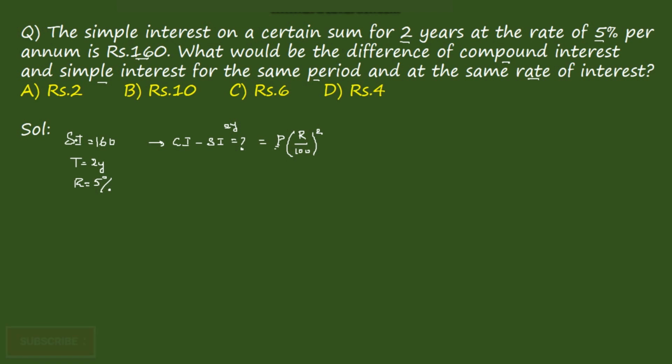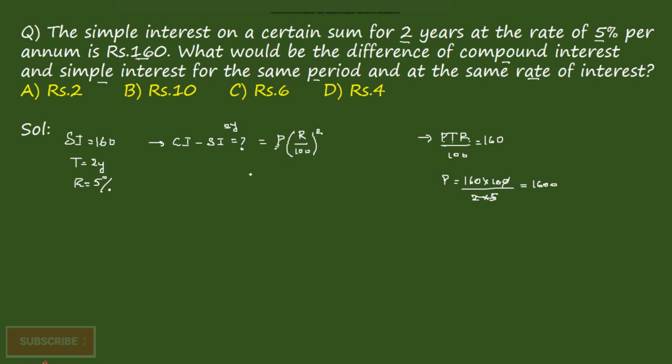From simple interest, we can find the principal. So we know that the formula for simple interest is P into T into R by 100, which is given as 160, right? We know the time and rate also. We can find the principal. Then principal is equal to 160 into 100 by time, which is 2, and rate, which is 5, right? 5 twos are 10, so the 0 gets cancelled, which is equal to 1600, right? Principal you got it.